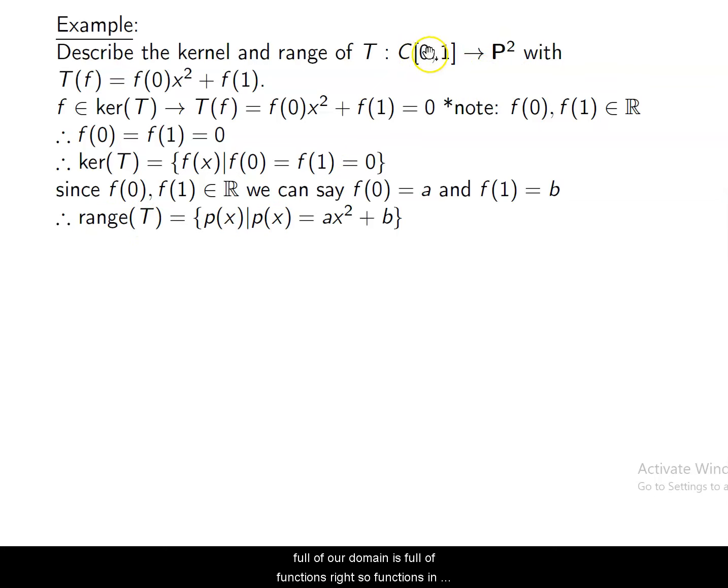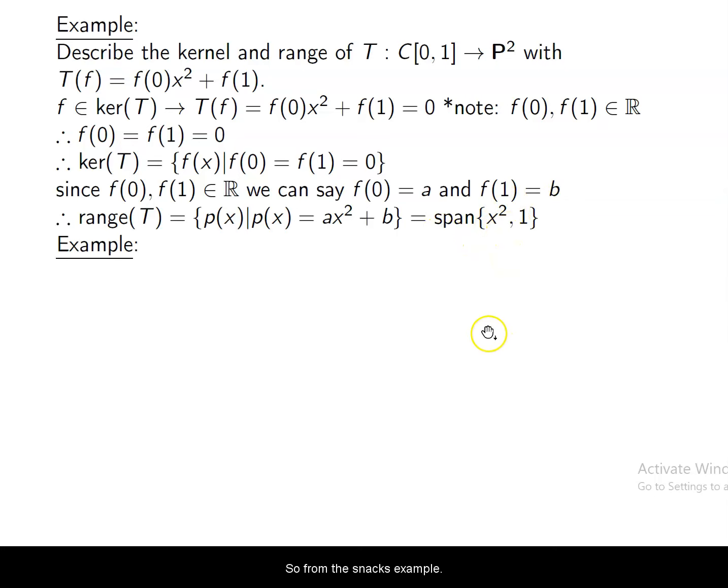Our domain is full of functions, right? So functions in the domain, polynomials in the codomain, in the range. We can simplify this by saying that the range is just the span of the basis vectors that can create any polynomial of this form, which is any linear combination of x squared and a scalar value 1. So our range is the span of x squared and 1.